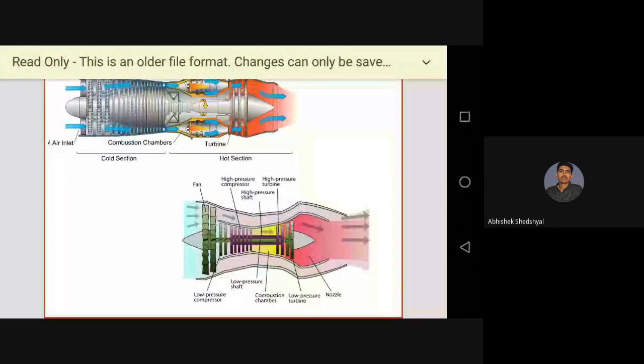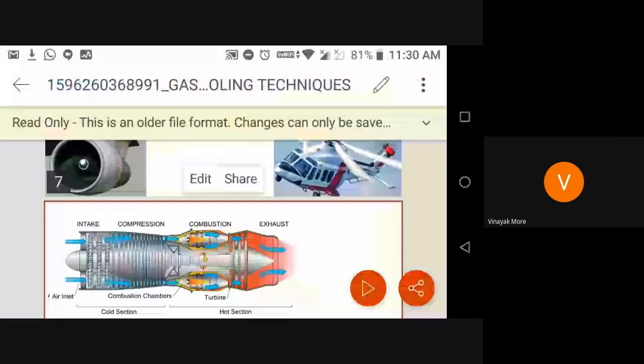The next engine you can see at the bottom side is a turbofan engine. Now speaking of very light or low-passenger vehicles.